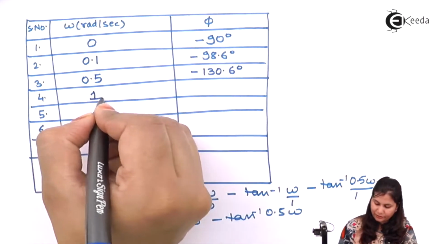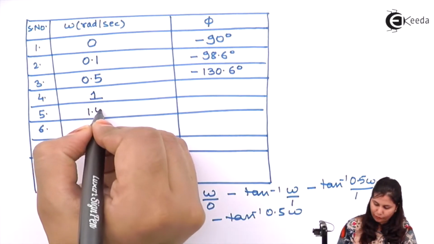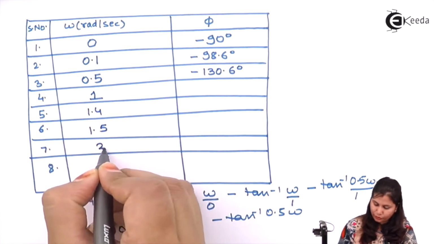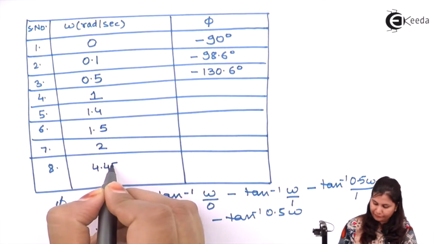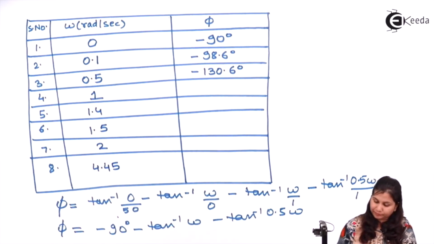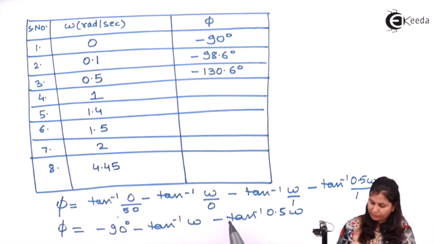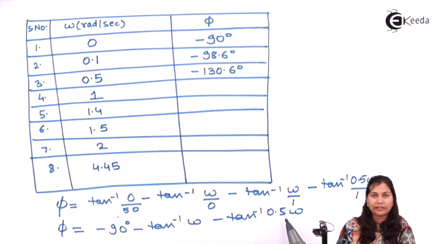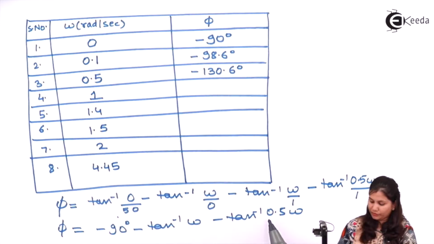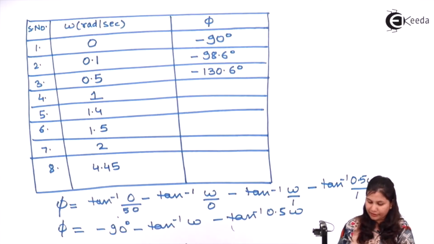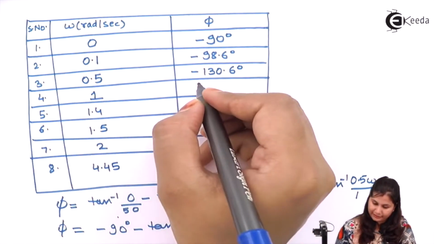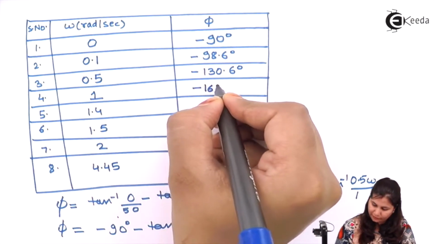Similarly, take different values like 1, 1.4, 1.5, 2, 4.45. Okay. Now for omega equals 1, here tan inverse of 1 minus tan inverse of 0.5 into 1. So it will be tan inverse of 0.5, tan inverse of 1 will be 45 degrees. So minus 90 minus 45 minus tan inverse of 0.5. So the phi angle will come out to be minus 161.6.